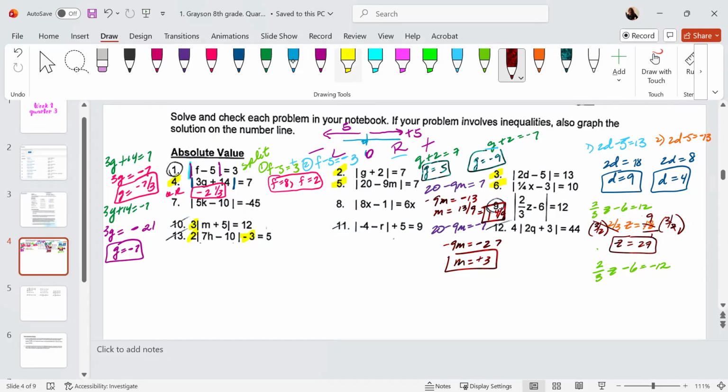Okay, next one. Add the 6. Negative 12 plus 6 is negative 6, correct? And then you're going to multiply by 3 over 2 like this, correct?